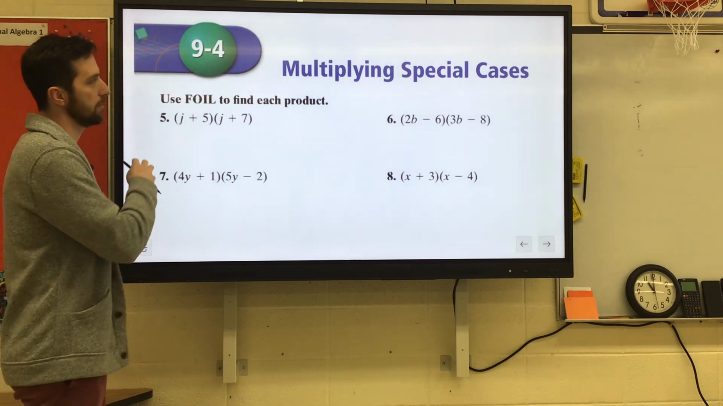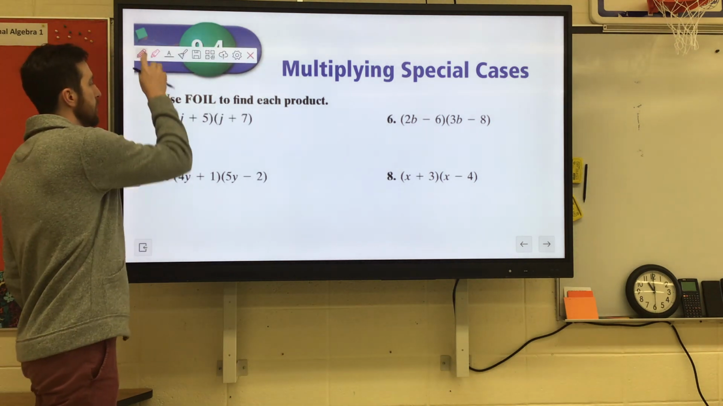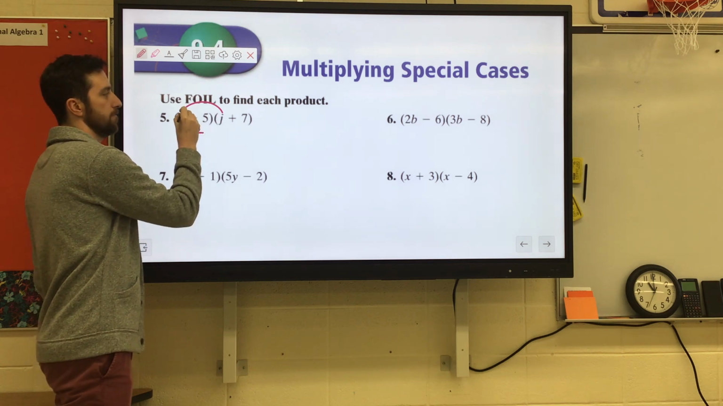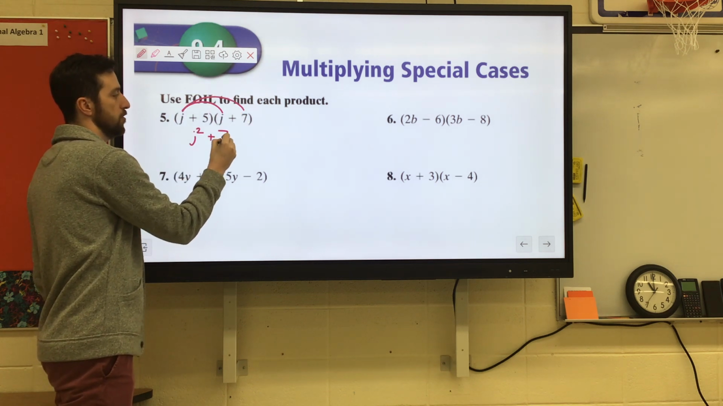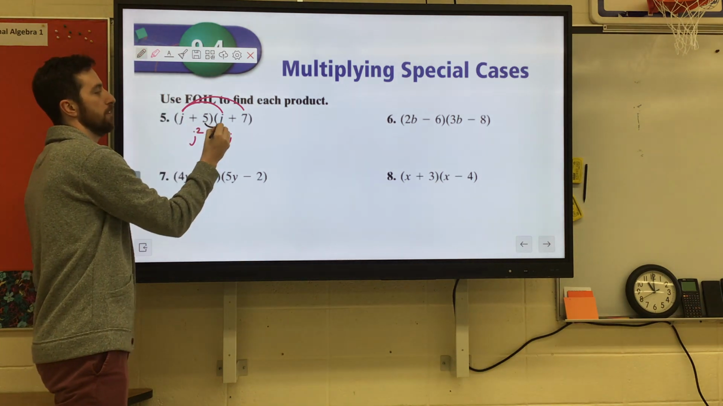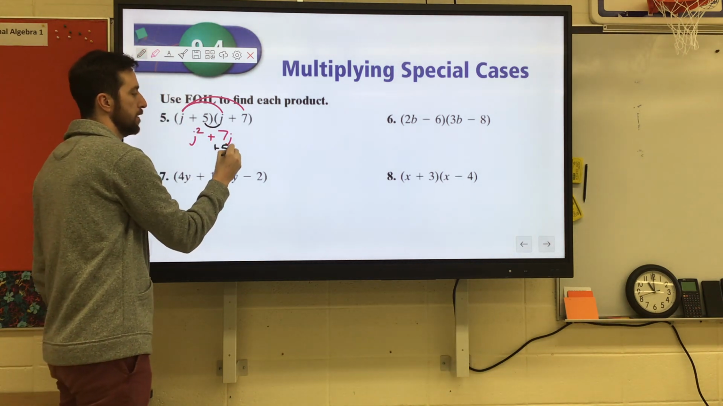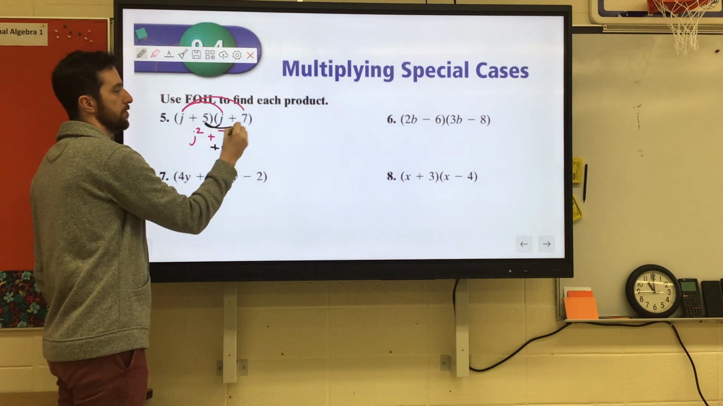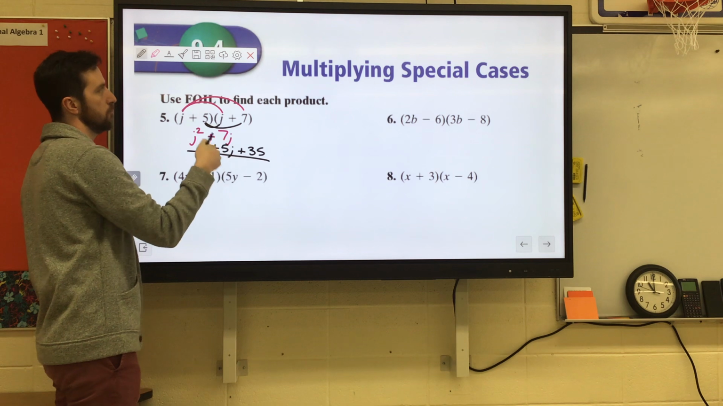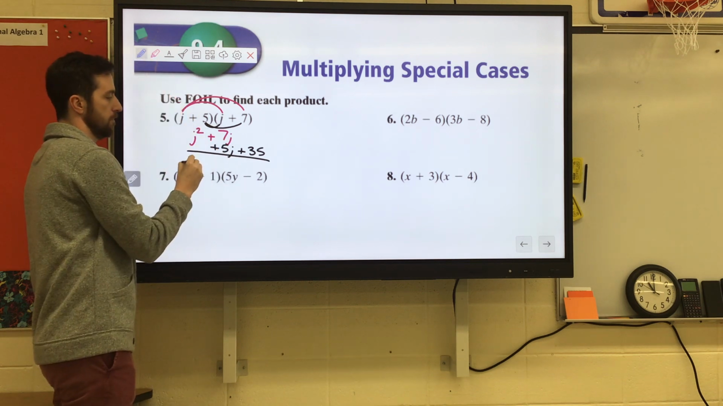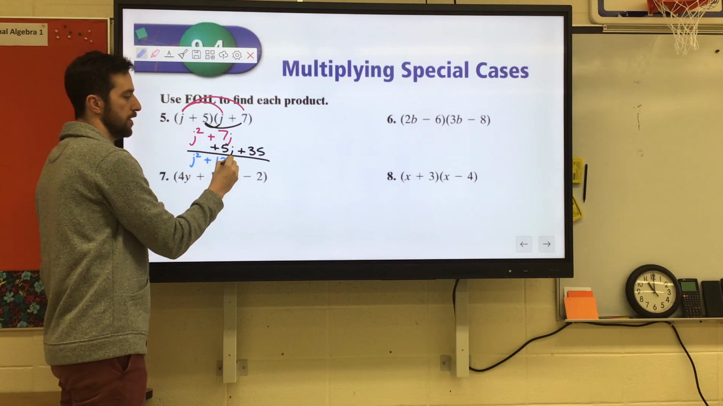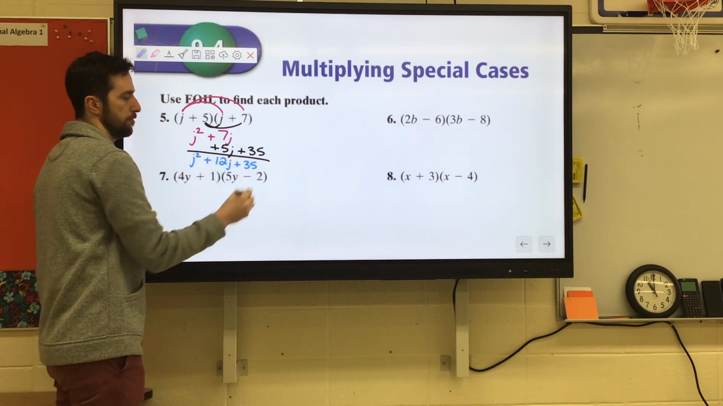So if we were doing the warm-up problem number 5 here, j times j is j squared. J times 7, 7j. Then we're going to multiply the 5 by both of them. 5 times j is 5j, and 5 times 7 is 35. So then if we combine those j's in the middle, we have j squared plus 7j plus 5j is 12j, and then plus the 35.